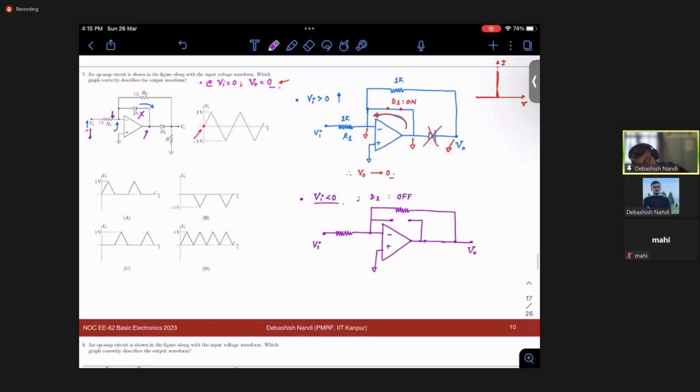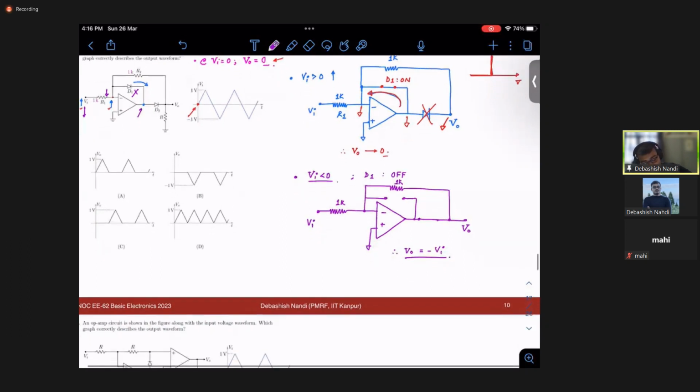And this was 1K, this was 1K. What is this kind of contraption? It is nothing but your inverting amplifier, right? So your V0 will be nothing but minus of Vi, right? And what does that signify? If your Vi is like this, your Vout will be like this, right?